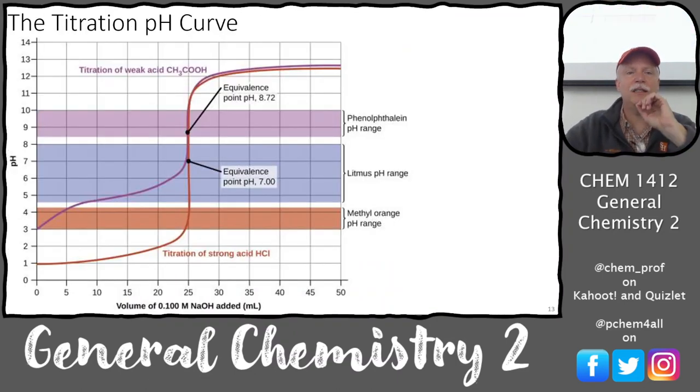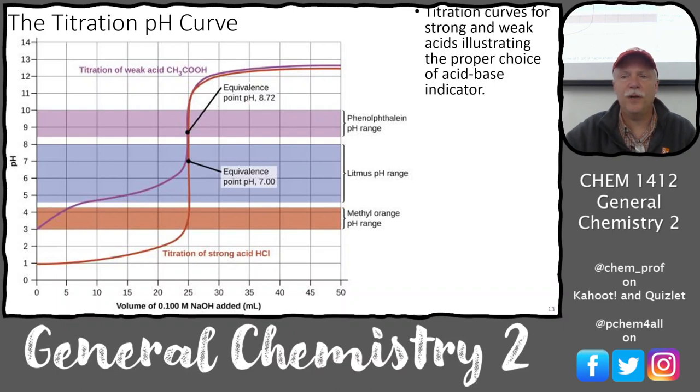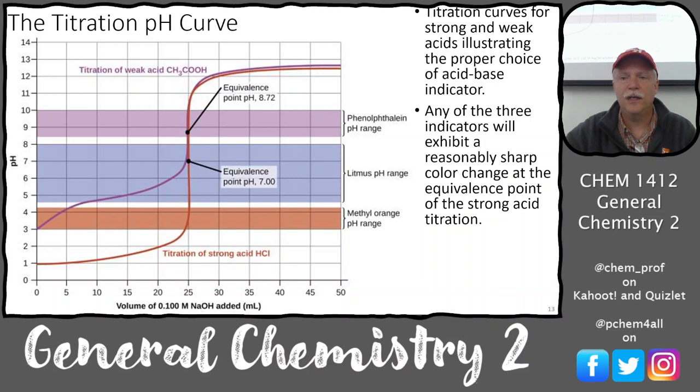So let's talk about this titration curve. How do we pick an indicator? We want it to change color at the steepest part of the curve. So this is the steepest part of the curve. And notice how both of these shoot up to high pH. And so phenolphthalein is great for strong base indicators, right? So any of these indicators will work.